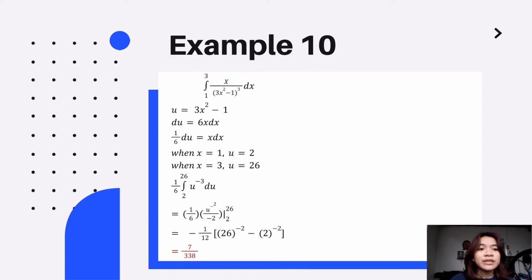Find the antiderivative of u raised to negative 3. It will be 1/6 times u raised to negative 2 over negative 2 between the limits of 2 and 26. And substitute the new bounds into the FTOC formula. We have negative 1/12 times 26 raised to negative 2 minus 2 raised to negative 2. Using the calculator, we can find the answer, which is 7 over 338.